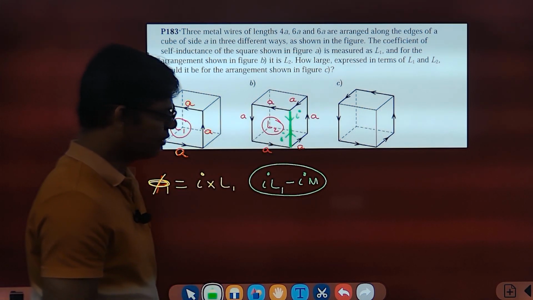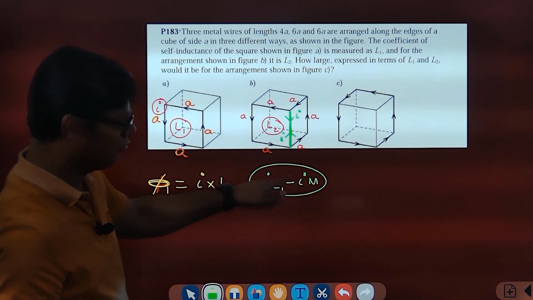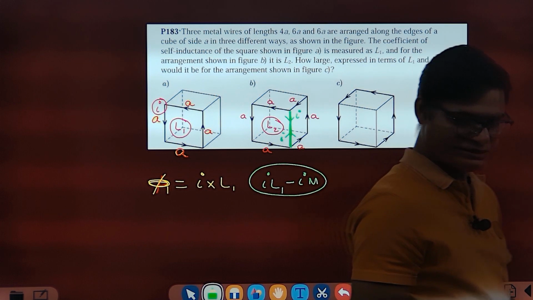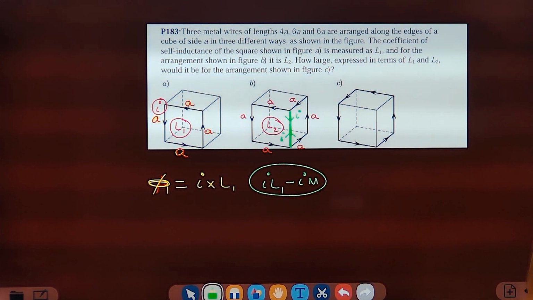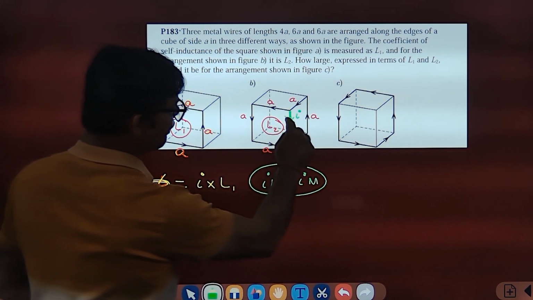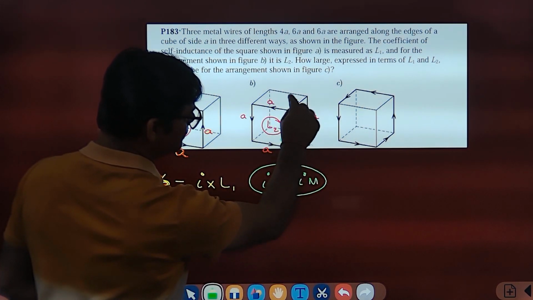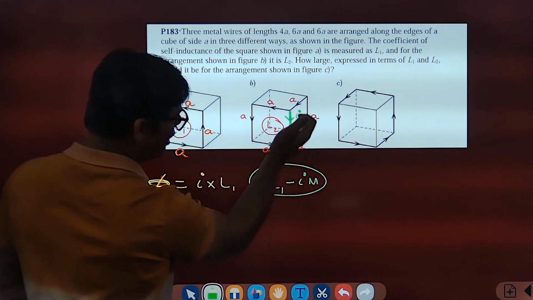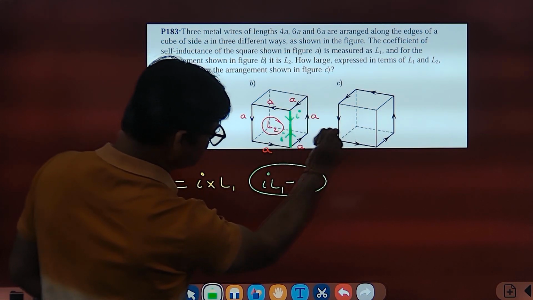Now, you could ask why I made it minus here, and these are the type of questions that you ask in the class as well. So, minus is because you can see here, when current is flowing in this loop, it is creating magnetic field lines which are coming out of the page.